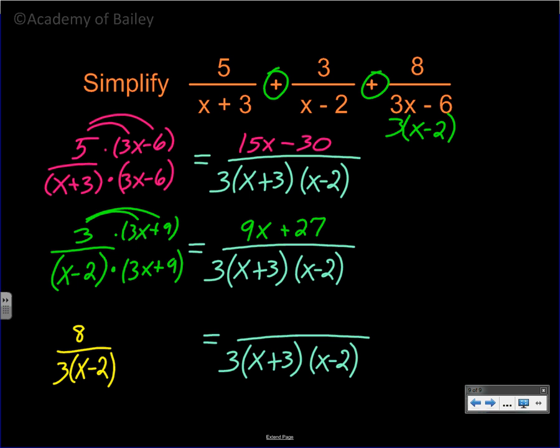And now down here at the last fraction, what did you multiply 3 and x minus 2 by to get the common denominator? Well, there's the 3 and there's the x minus 2, so it looks like it was just x plus 3 is what you multiplied it by. And now go ahead and distribute. That gives you 8x plus 24.